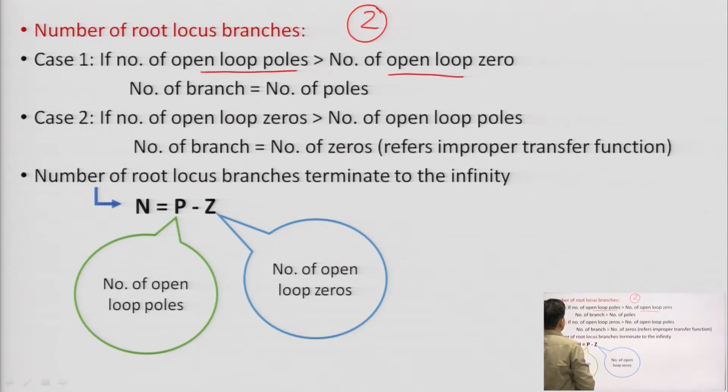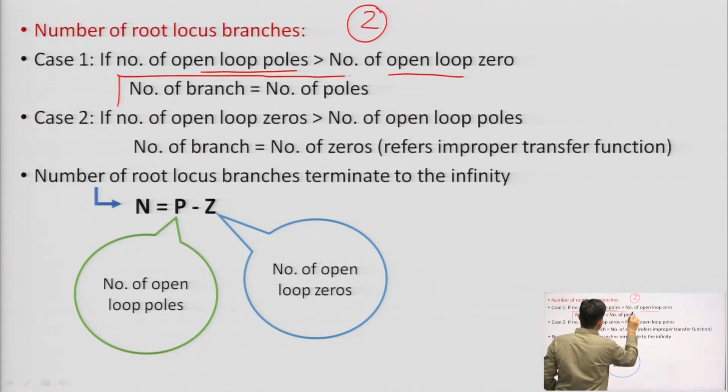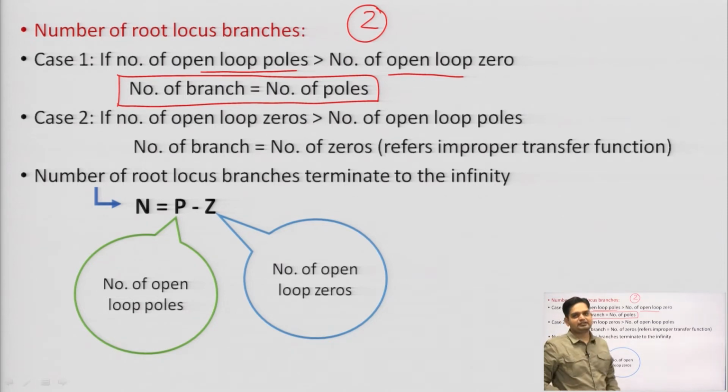So, here case 1: if the number of open loop poles is greater than the number of open loop zeros, then the number of branches will be equal to the number of poles. If this condition is satisfied in the transfer function, that is, if open loop poles are greater than zeros, then the number of branches will be equal to the number of poles. When we solve the numerical, this concept will be clear to you.